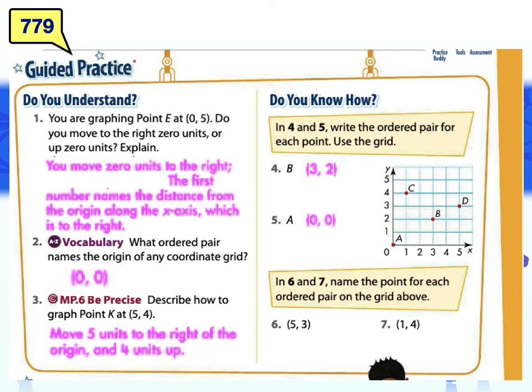In 6 and 7, name the point for each ordered pair on the grid above. So number 6, 5, 3. What is the name of that point? So back to the coordinate grid. So from the origin, we will move 5 units to the right and 3 units up. So that is letter or point D. Okay, number 7. The ordered pair 1, 4. So again, from the origin, move 1 unit to the right and 4 units up. So that is point C.